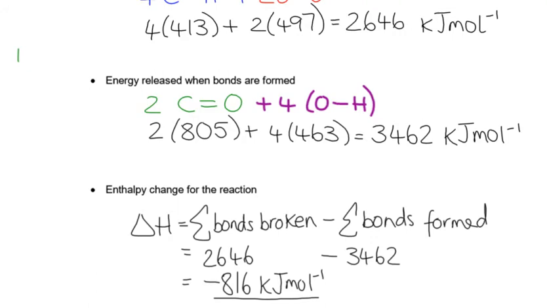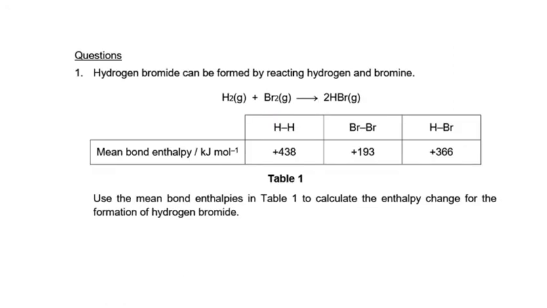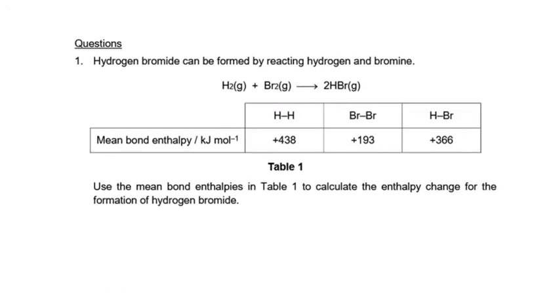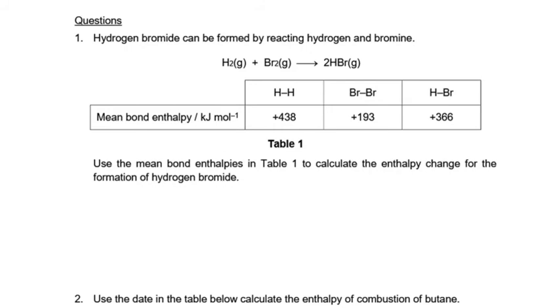What we're going to do now is have a look at the next example, and we're going to see how we can shrink that calculation down in size, because we will not get that much space in an exam. So hydrogen bromide can be formed by the reaction of hydrogen and bromine. Remember top tip number 1, let's draw it out.